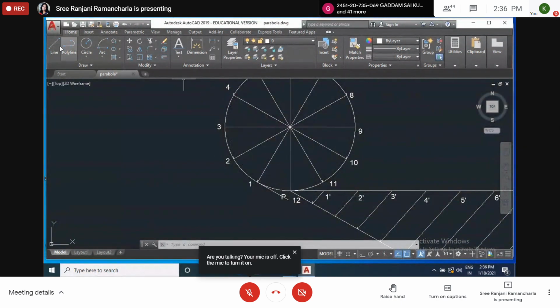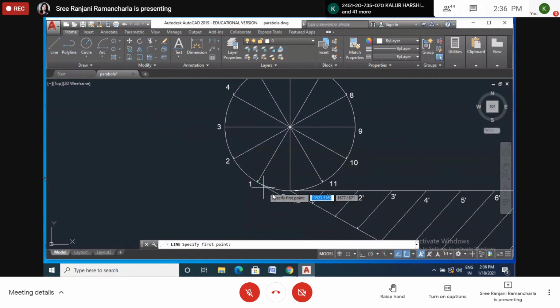Draw perpendicular to all the lines. This is one side taken. This perpendicular length is approximately equal, not exactly, to one of this length. Draw one line with a scale perpendicular to this one. First, don't get confused. First draw all perpendicular lines approximately equal to once, twice, like that. I will show you here.